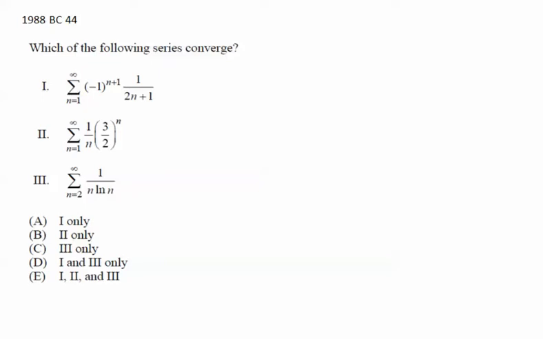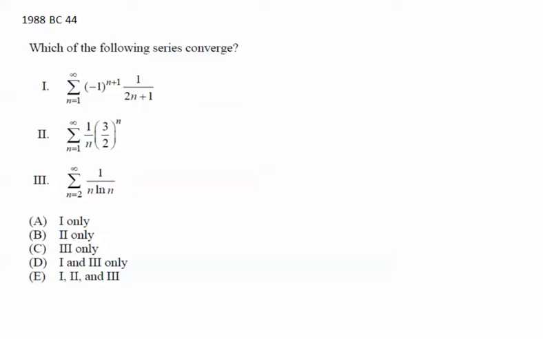For 1988 BC 44, we're asked which of the following series converge. The first one is a series from 1 to infinity of (-1)^(n+1) times 1 over 2n plus 1. Now, the first thing that I notice about this is that it is an alternating series.